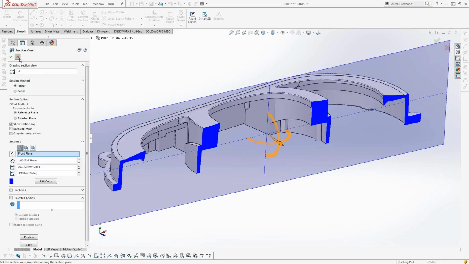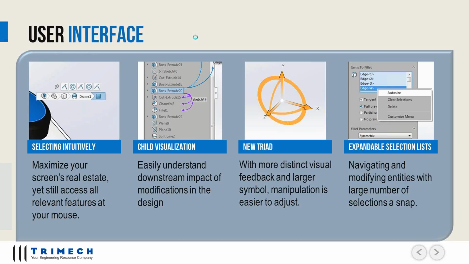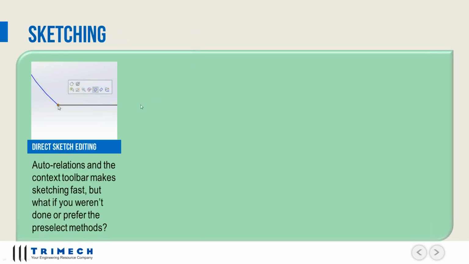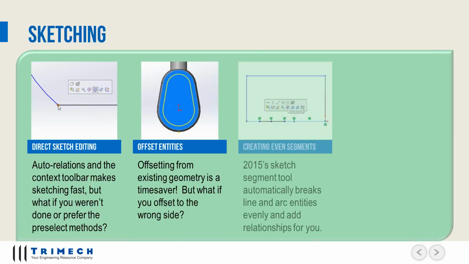All right, let's go back over to our slideshow presentation. Okay, so the next section we're going to talk about is sketching. In the past, we could directly edit items in our sketch using automatic relationships and also creating quick relationships with our control key. Also, we've had this really awesome ability to create offset entities within the tool forever, and it's a great time saver. In the past, we've also been able to create evenly spaced segments. This came out actually in 2015, breaking up even segments. And you're going to see how they improve upon that in 2016.